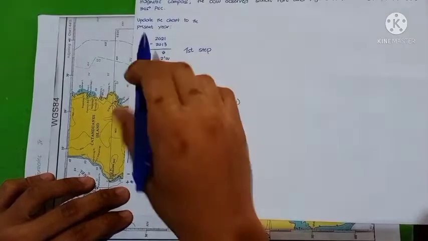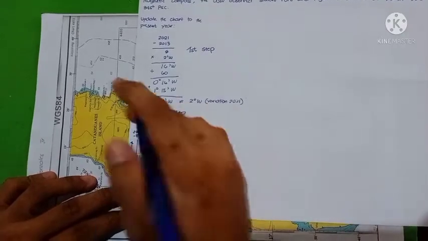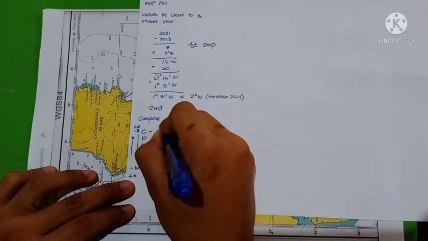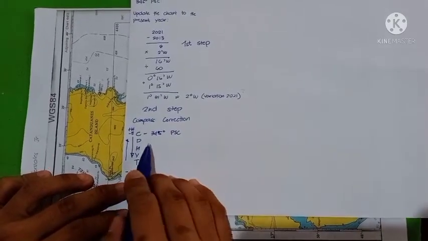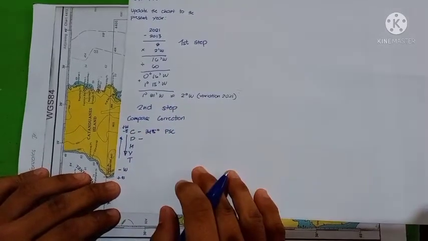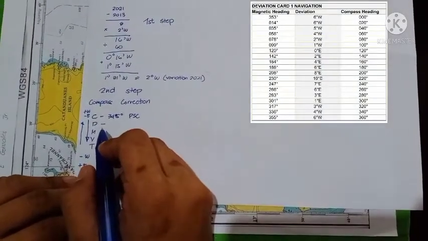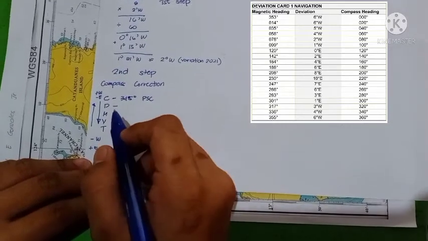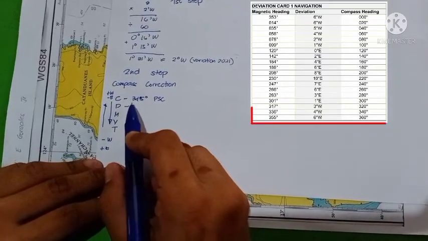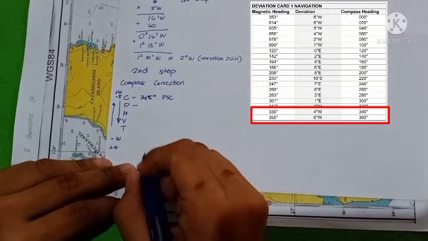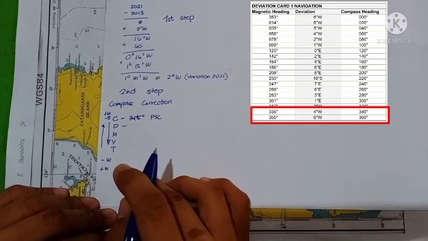Since our compass course is 345 degrees PSC, the next step of this is to find the deviation. So here in the deviation table, since the given value is in between two values, which are 340 and 360, with this we are going to interpolate.